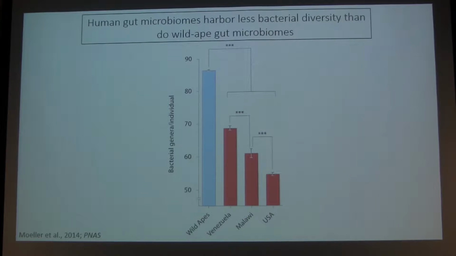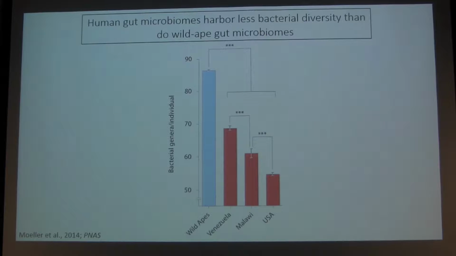So this is the mean relative number of bacterial genera recovered per individual. And in wild apes, you can see that the mean is about 85 bacterial genera per individual. But in humans from the United States, we're only recovering about 55 bacterial genera per individual.